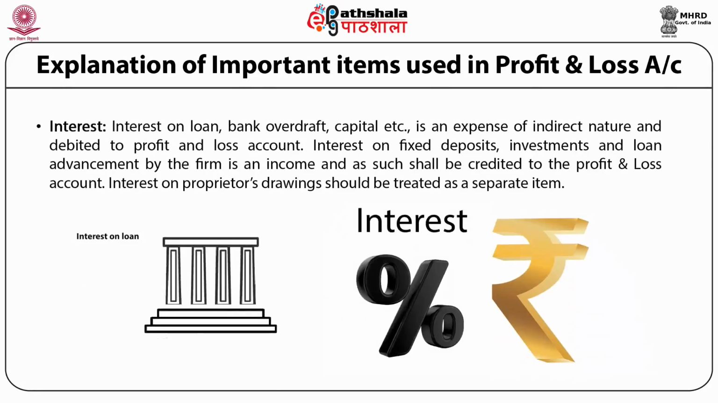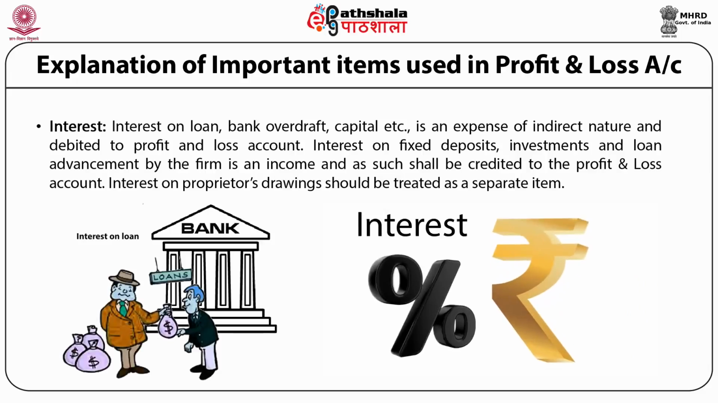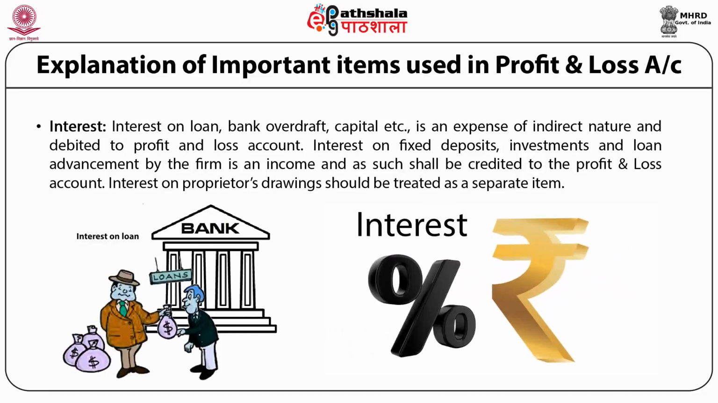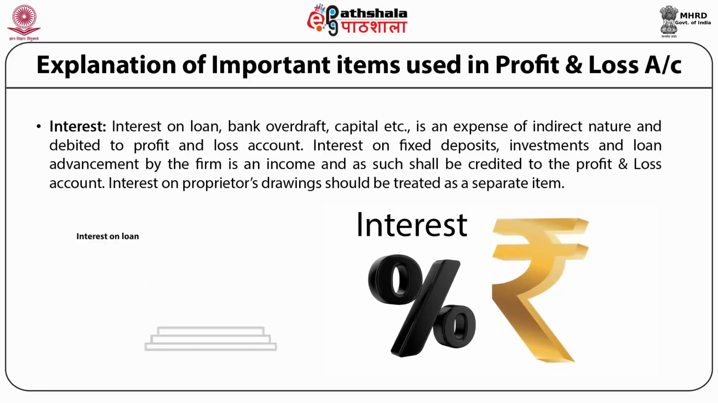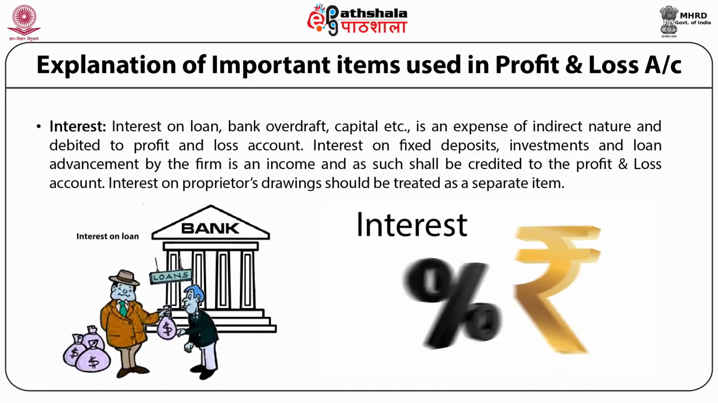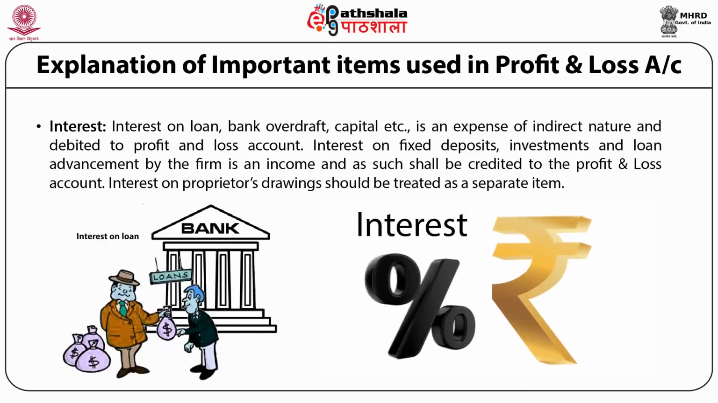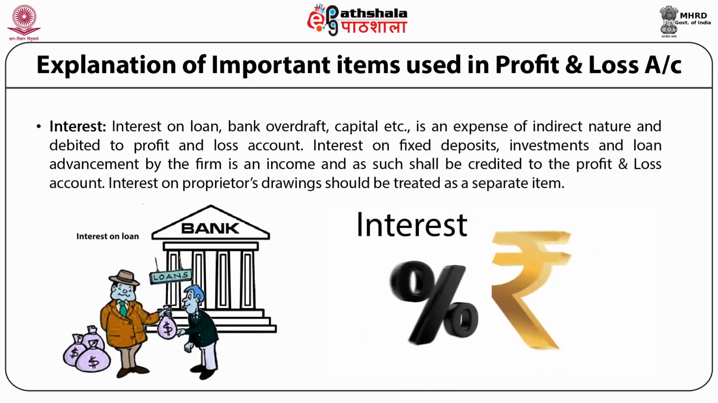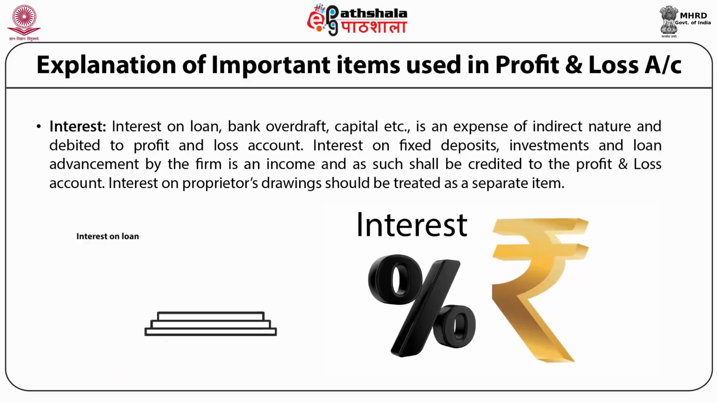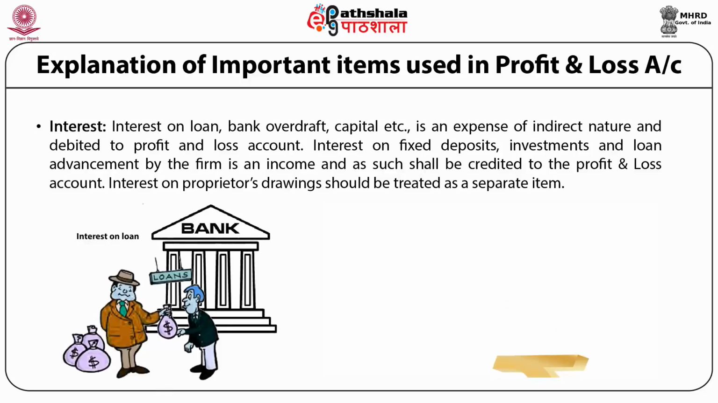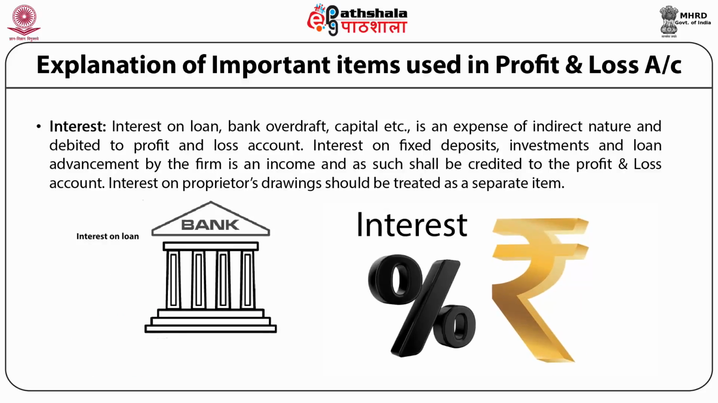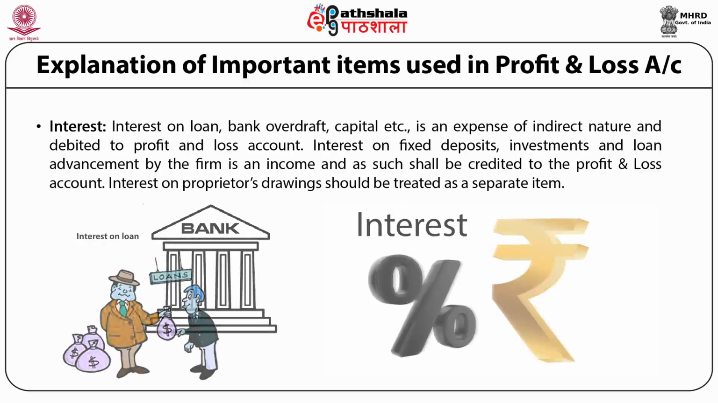Interest on loan, bank overdraft, capital is an expense of indirect nature and debited to the profit and loss account of the firm. Interest on fixed deposit, investments and loan advanced by the firm is an income and as such shall be credited to the profit and loss account. Interest on proprietor's drawing should be treated as a separate item.